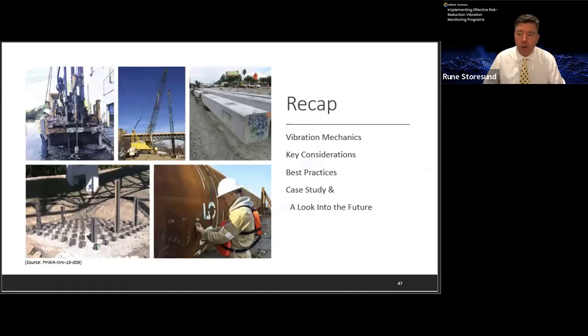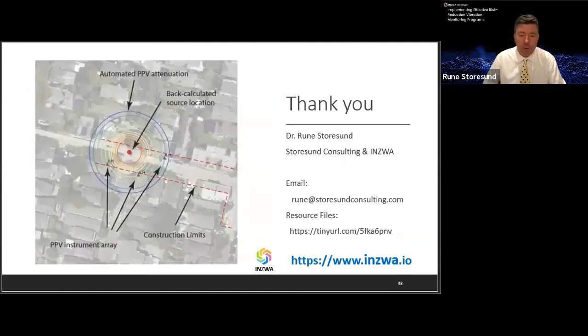And to close, I just wanted to quickly recap on what we talked about. We started off with a very high-level overview of vibration mechanics. Next, we talked about some key considerations in developing and deploying your construction-induced vibration monitoring program, along with some best practices. And finally, we ended with a case study and a look into the future of construction ground-induced vibration monitoring and enhanced reporting capabilities of the future. So with that, we can move to questions if there are any.